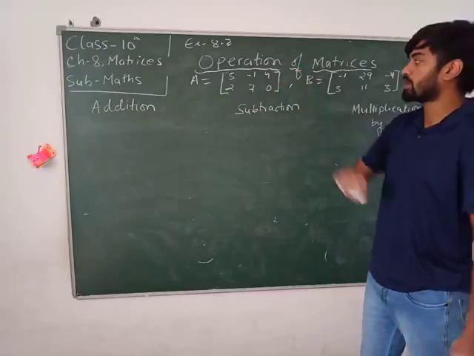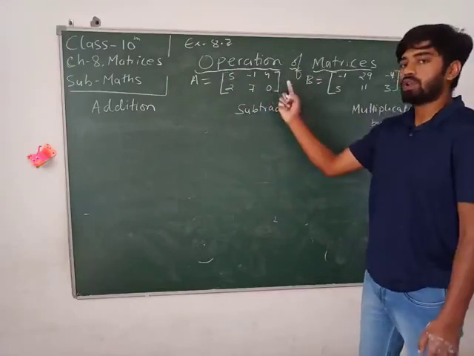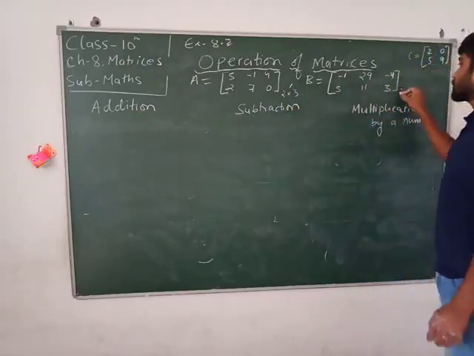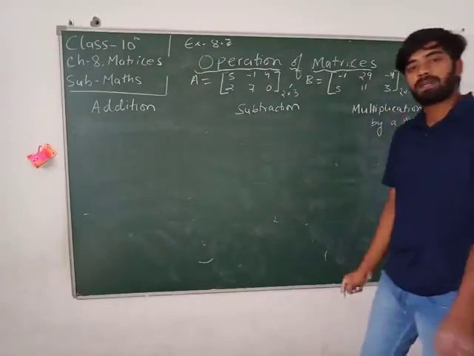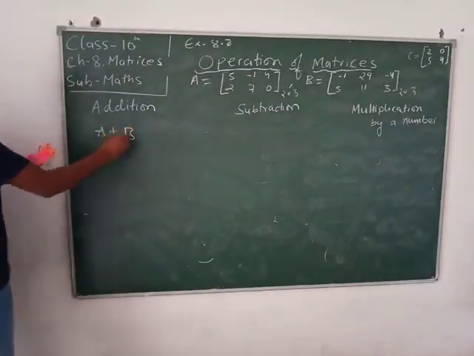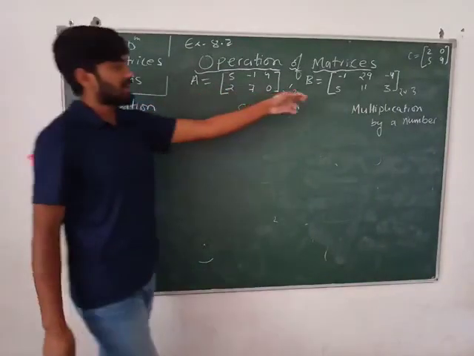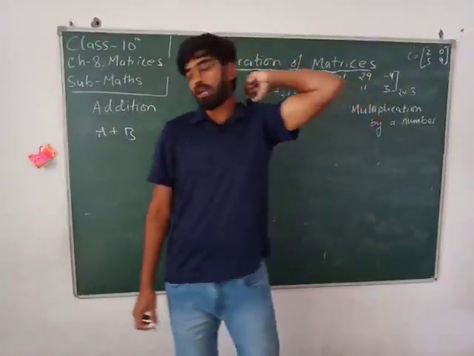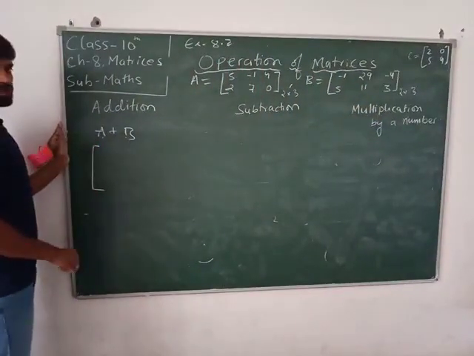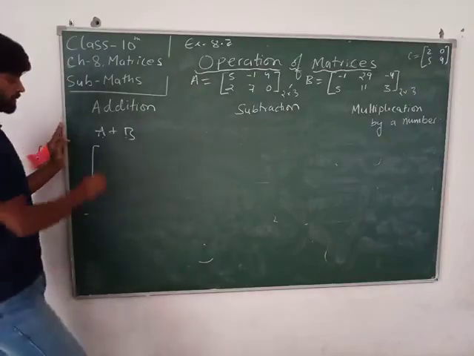So for example, what is the order of this? 2 rows, 3 columns. So 2 into 3. What is the order of this? 2 into 3. Then only I can add and subtract. Okay, let's see. If I have to add A plus B, matrix A and B, you know the name of this matrix is A and the name of this matrix is B. So how to add A and B? This is how you add. Okay, I'm adding it over here for you.